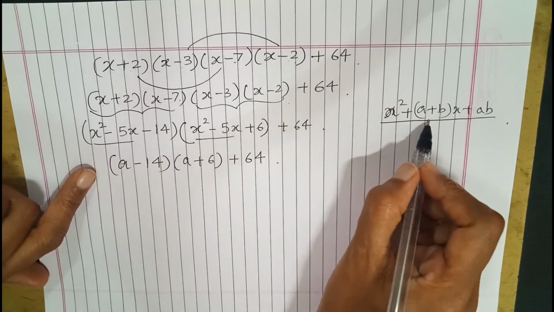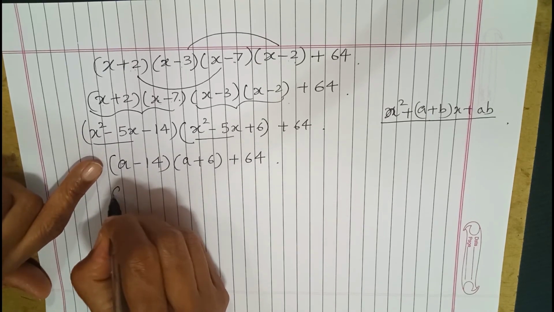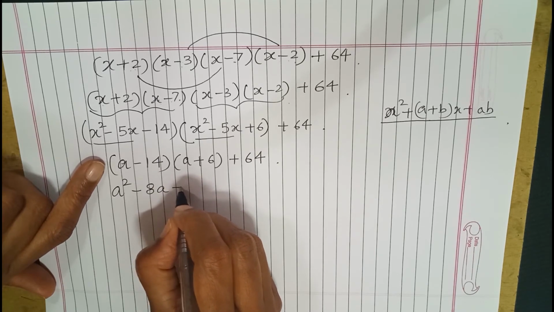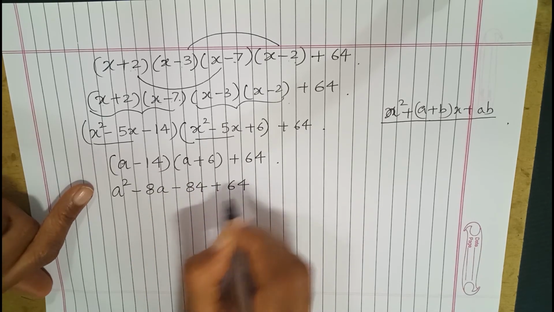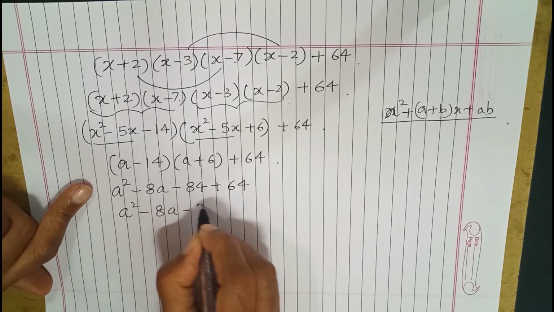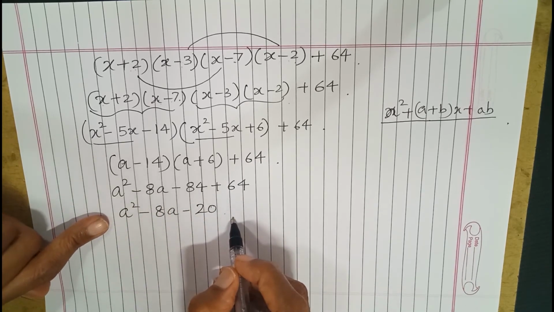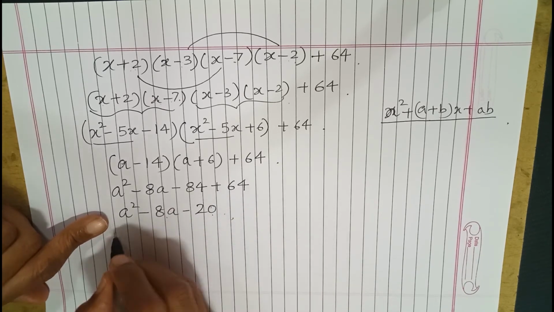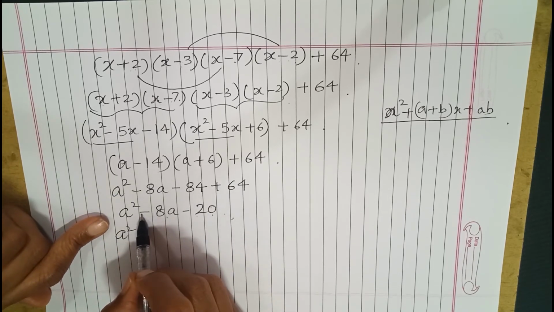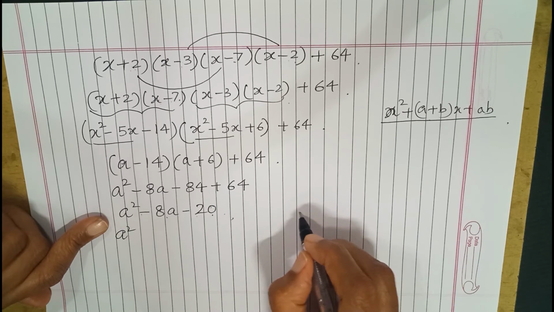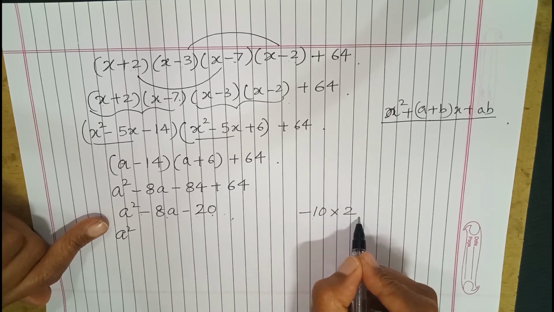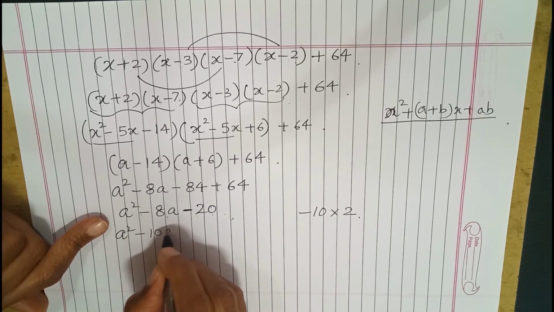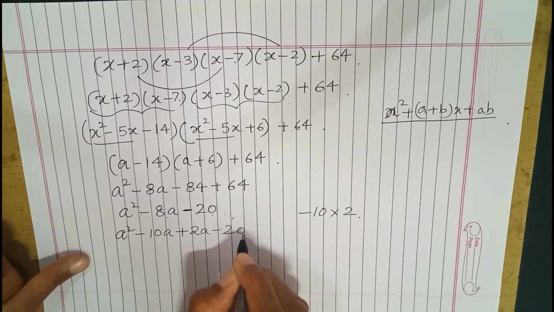Now again use the same formula or multiply binomial with a binomial. So you get a square minus 8a minus 84 plus 64. So we get a square minus 8a minus 20. Now you can see this is a quadratic polynomial which can be again factorized by using the method of splitting the middle term. Now I want the product minus 20 and the addition or subtraction as minus 8. So I know I'm going to take minus 10 and 2 because minus 10 into 2 is minus 20 and minus 10 plus 2 is minus 8. So I get a square minus 10a plus 2a minus 20.